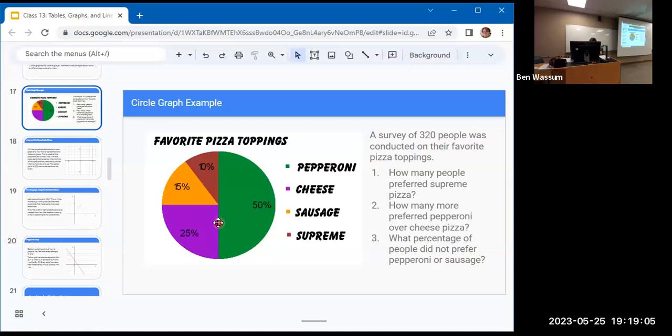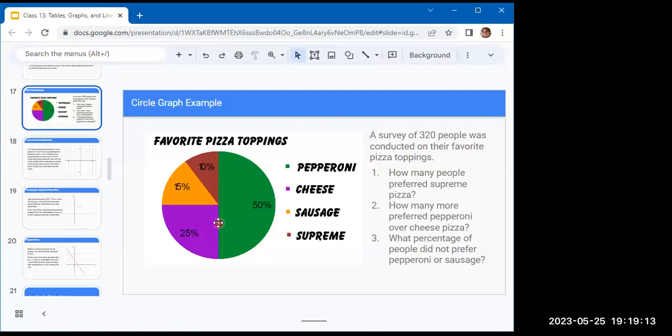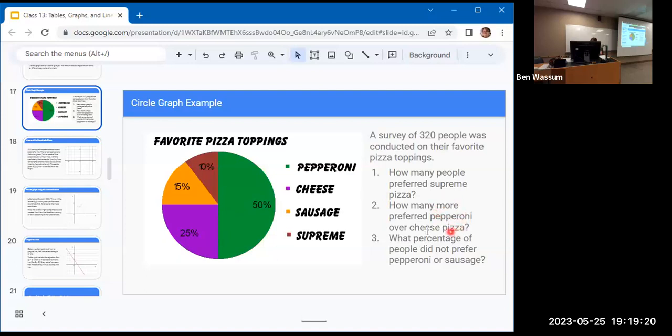So looks like it's only 80. So there's 80 more people that preferred pepperoni over cheese. Did you say 320? Yeah, because we're comparing the percentages.